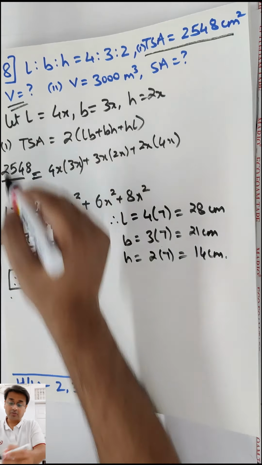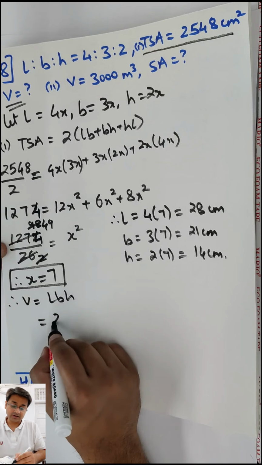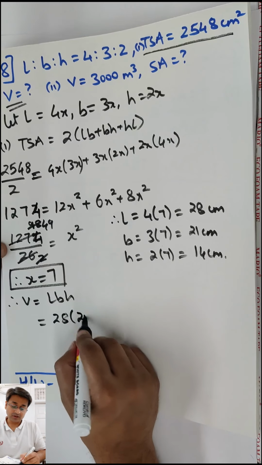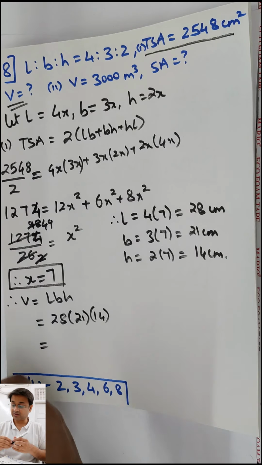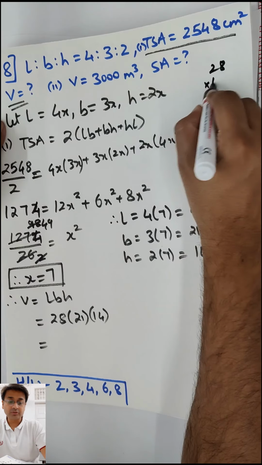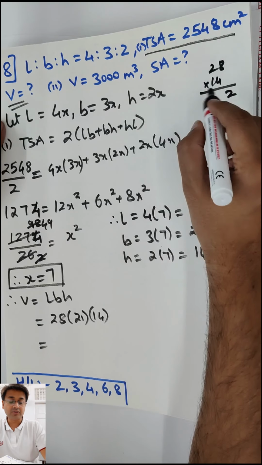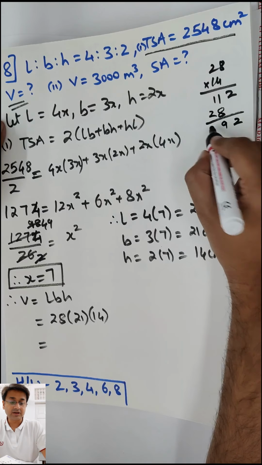Now what do they want? Volume. So we'll say therefore volume is length into breadth into height. So 28 into 21 into 14. Lot of calculations again. So let us multiply 28 with 14 first. So 28 by 14. 8 4s are 32. 8 9 10 11. 8 and 2. So that's 8 9 3.